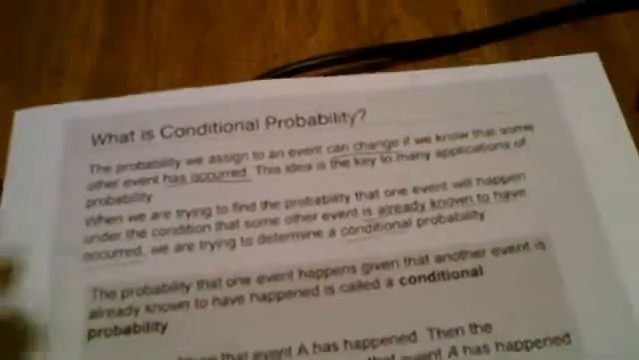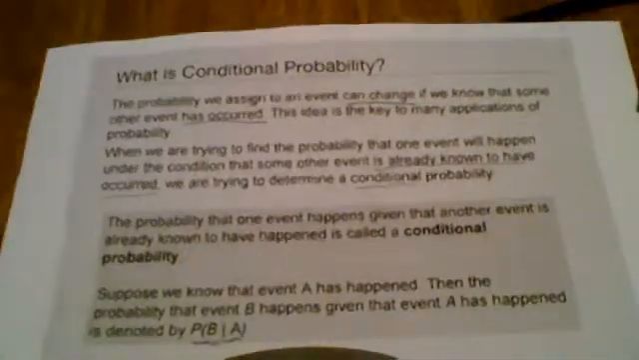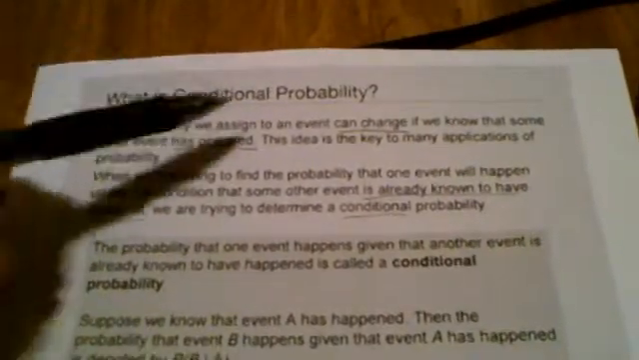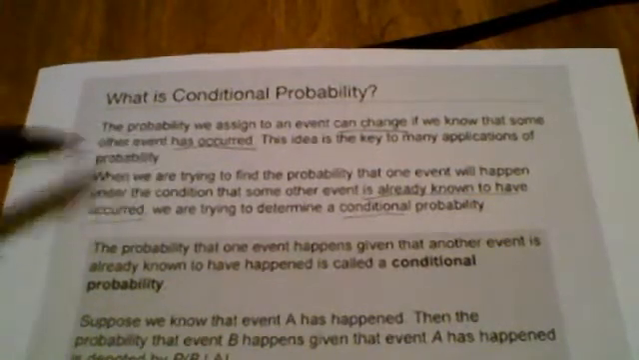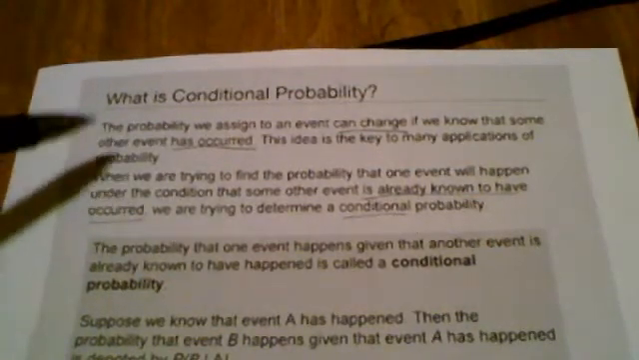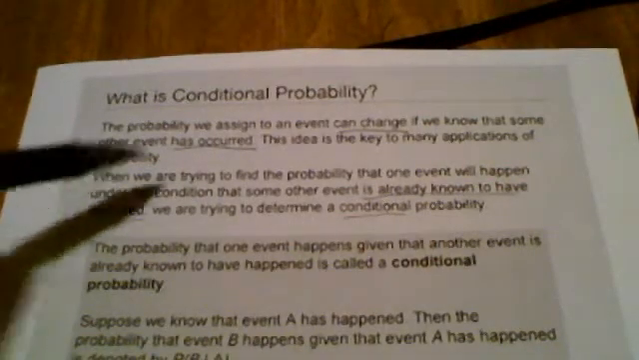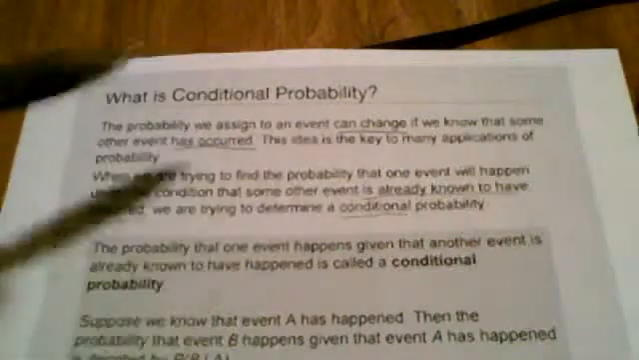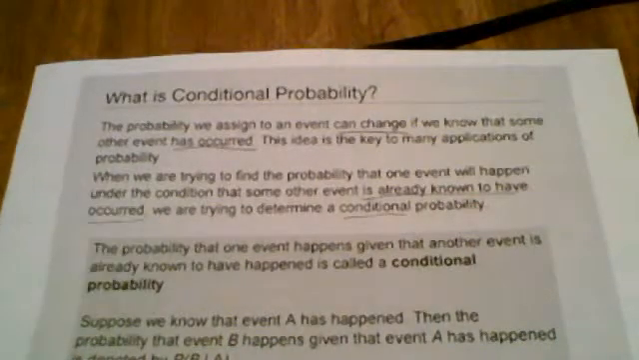All right, go to the next page. This is the third and last one. It says: what is conditional probability? The probability we assign to an event can change if we know that some other event has occurred. This idea is key to many applications of probability. So when we're trying to find the probability that one event will happen under the condition that some other event is already known to have occurred, we are trying to determine a conditional probability.